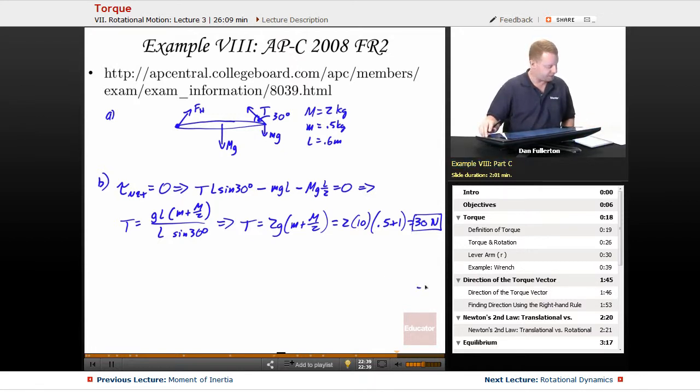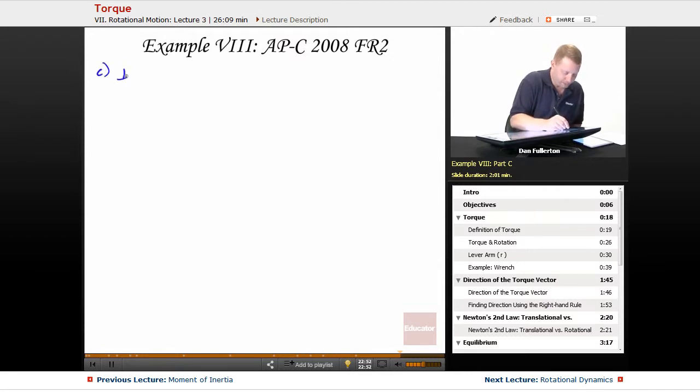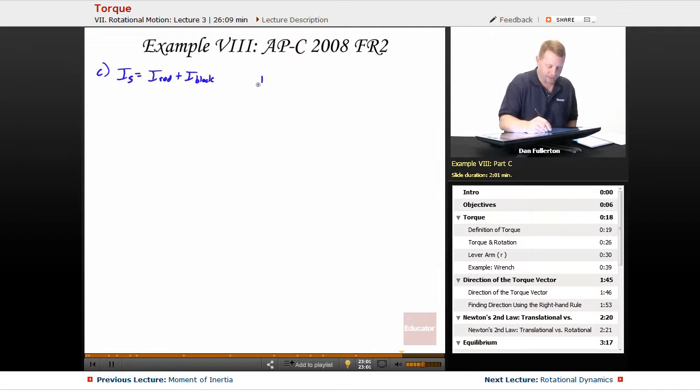Moving on to part C. The rotational inertia of a rod about its center is 1/12 ml squared, where m is the mass of the rod and L is its length. Find the rotational inertia of the rod block system about the hinge. All right, well, for C, the moment of inertia of our system is going to be the moment of inertia of the rod plus the moment of inertia of the block. So we can find the moment of inertia of the rod about its center of mass is 1/12 ml squared. If we want that about the hinge, we can use the parallel axis theorem.